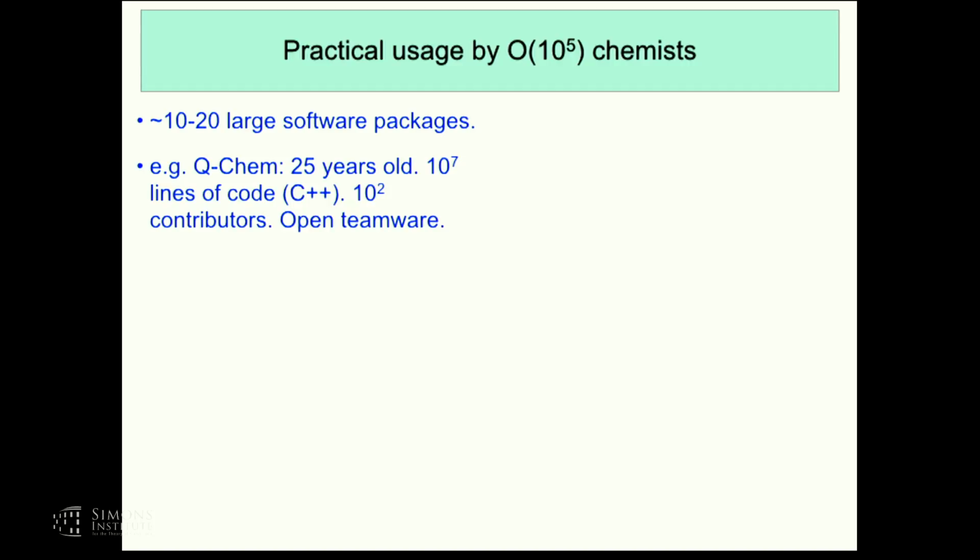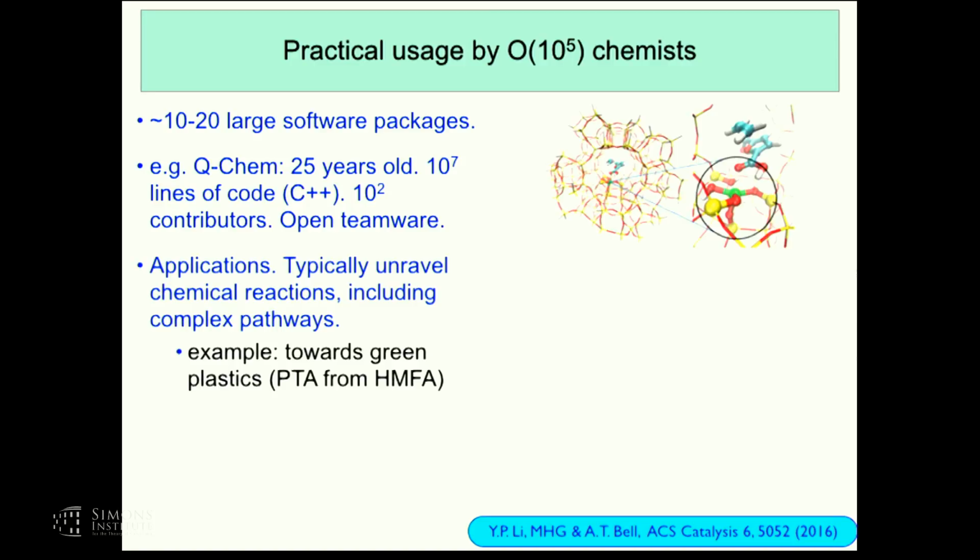It consists of about 10 to the 7th lines of C++ code, has about 10 squared, roughly 100 PI contributors, and it's open teamware in the sense that we sell it, but pieces of it are public domain, and anyone can join our development team. In some sense one needs a consortium to put together something that can do everything that a chemist wants to do. And so what does a chemist want to do?